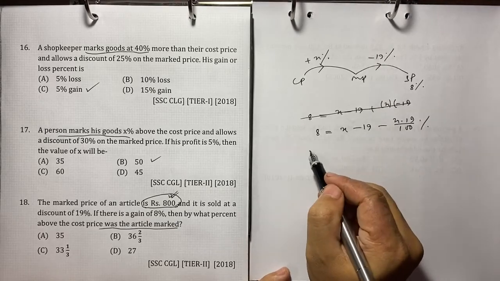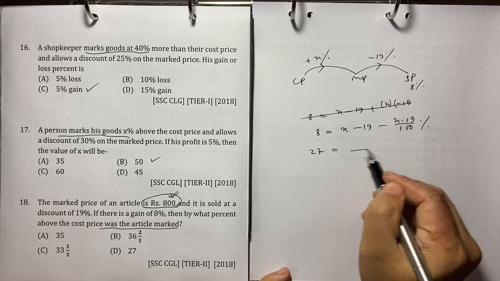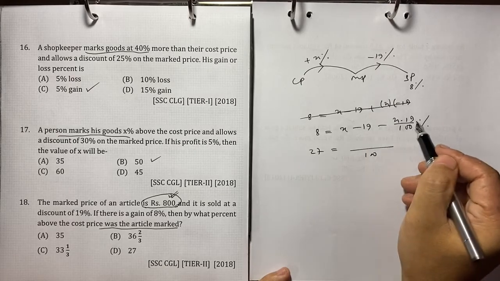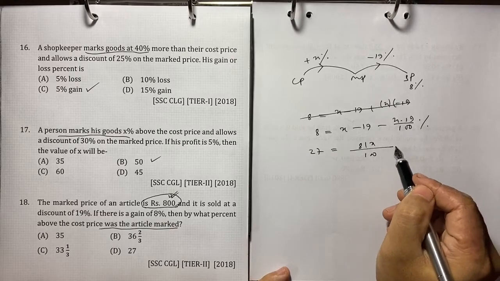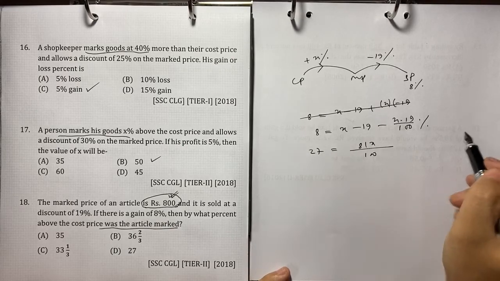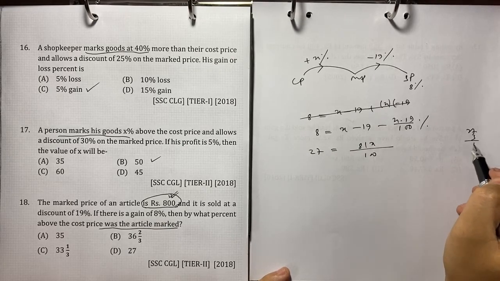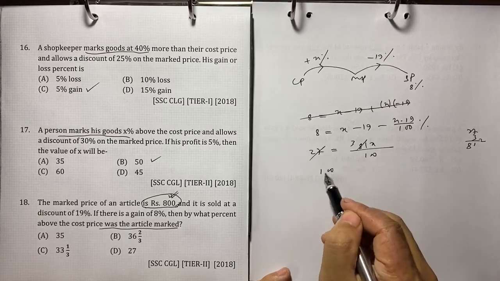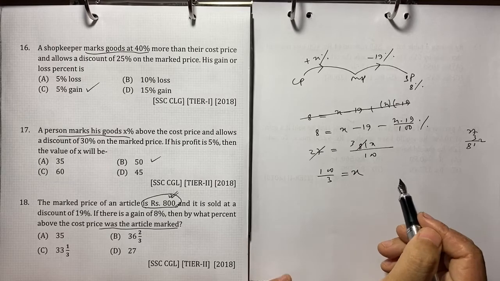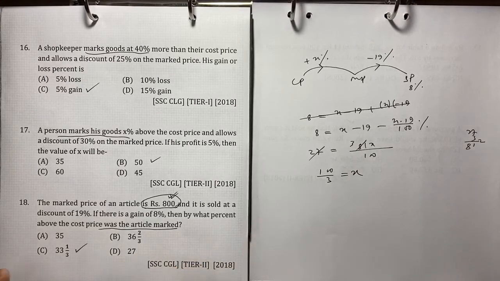So cross-multiplying, I will get 27 equals 100x minus 19x, so it will be 81x. So cancel both, 27 into 3 and 81, which gives 3. So 100 divided by 3 equals x, so it will be 33 1 by 3%.